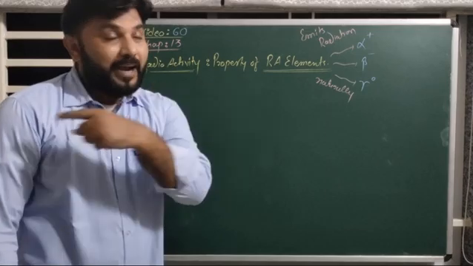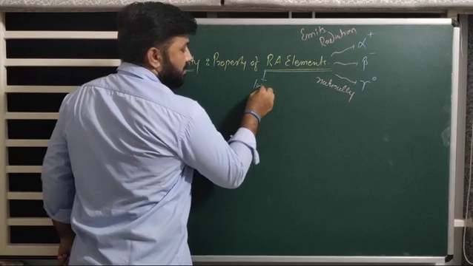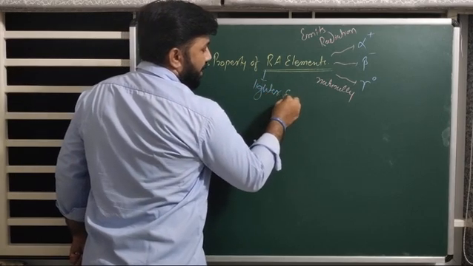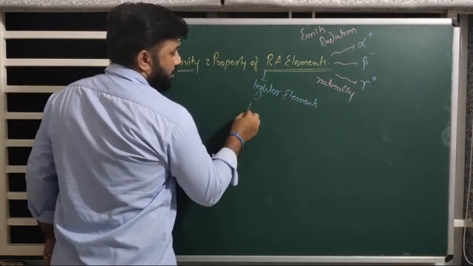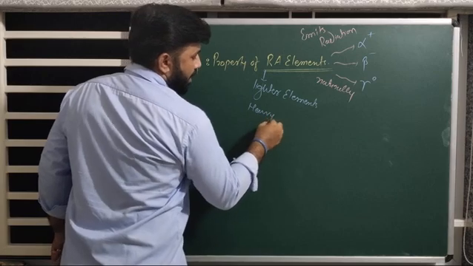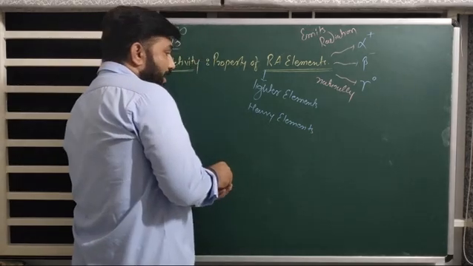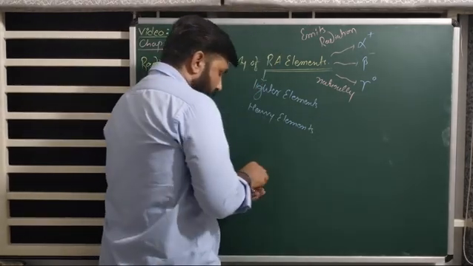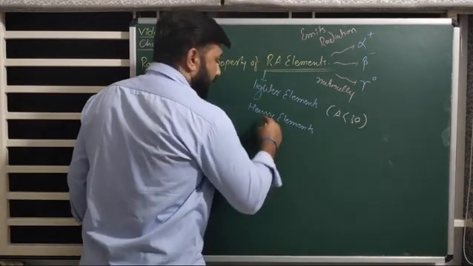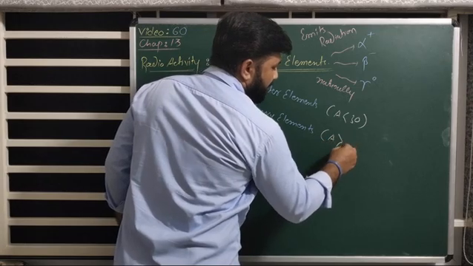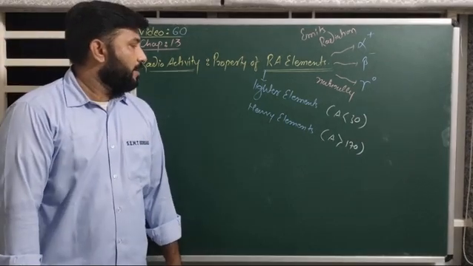What are radioactive elements? Radioactive elements are again of two types: lighter elements and heavy elements. What are lighter elements? The elements which have atomic mass less than 30, and heavy elements have atomic mass more than 170. Clear?